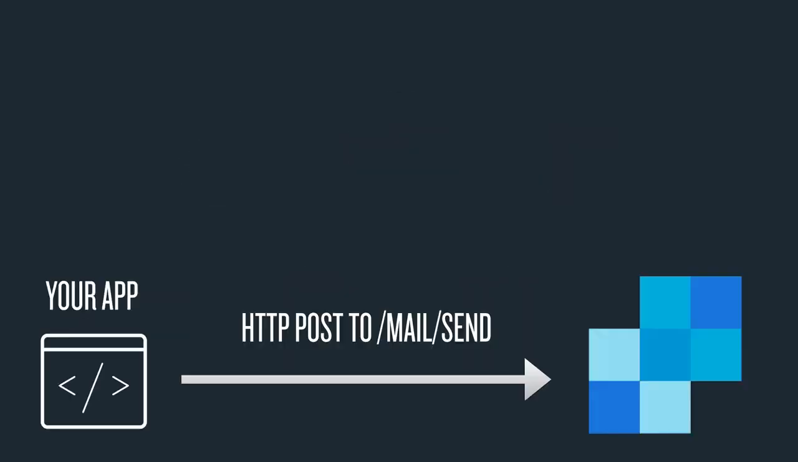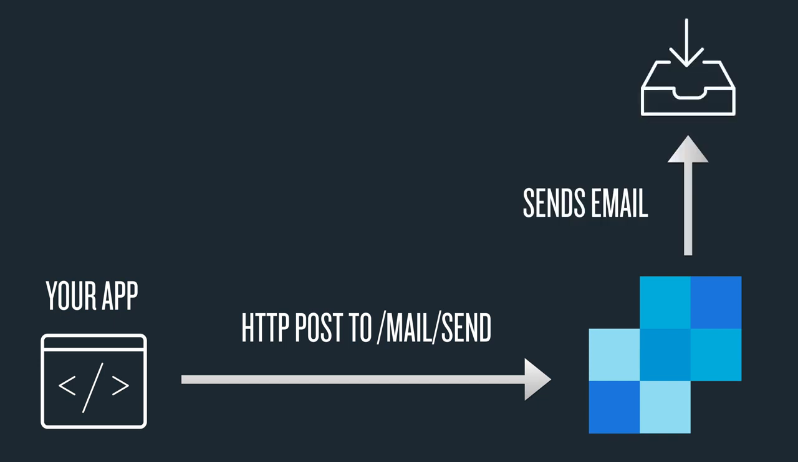Here's how it works. Your app makes a POST request to mail/send over on SendGrid, and SendGrid sends an email directly to your user's inbox. It's so simple, we'll just do it right now.